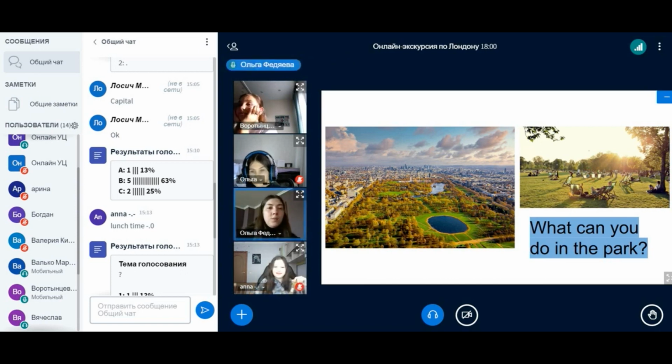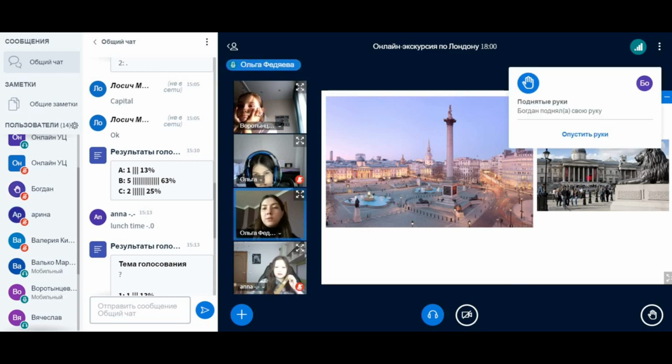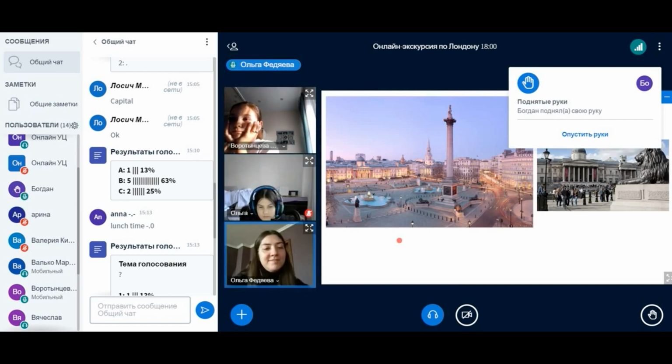And now it's also a very popular place with a very difficult name. Look, this is a big one. Yeah, very big place. You can see different things. And Bogdan, do you know what it is? Trafalgar Square. Good. Very good. So, okay, this is Trafalgar Square.